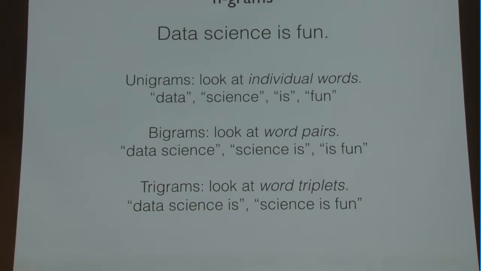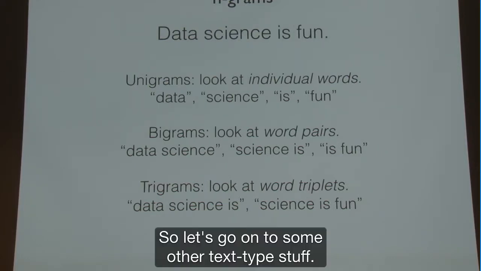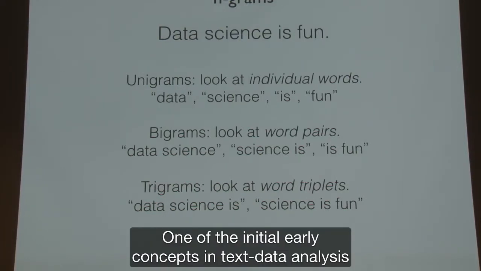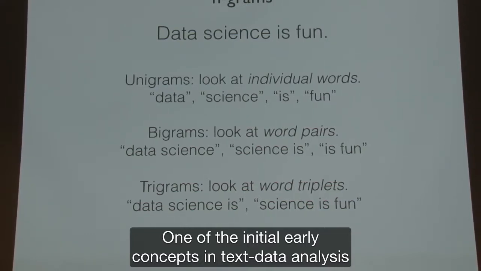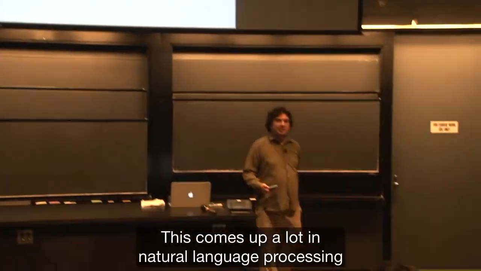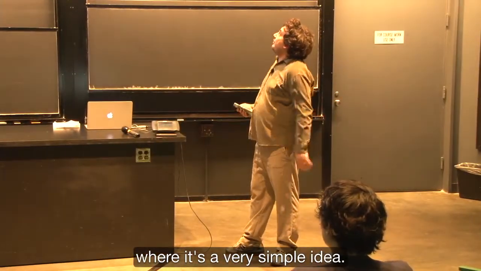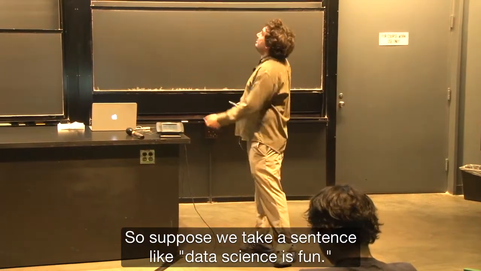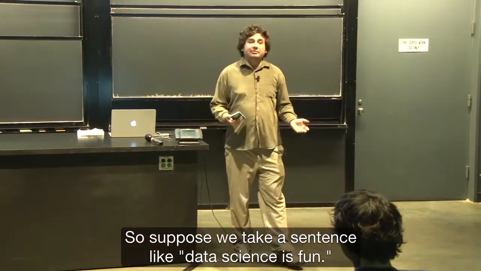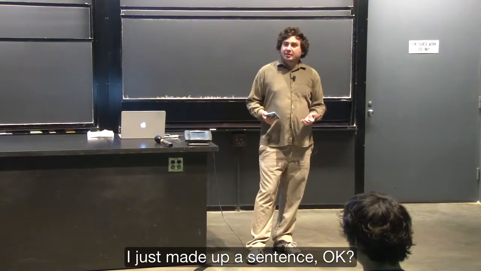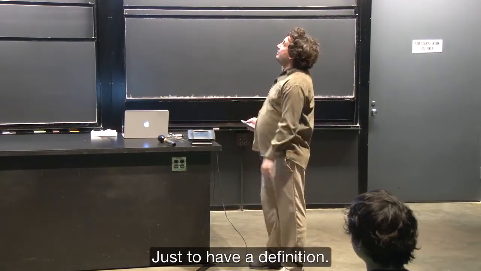All right, so let's go on to some other text type stuff. One of the early concepts in text data analysis was the idea of an n-gram. This comes up a lot in natural language processing, where it's a very simple idea. So suppose we take a sentence like "data science is fun." I just made up a sentence, okay? Just to have the definition.